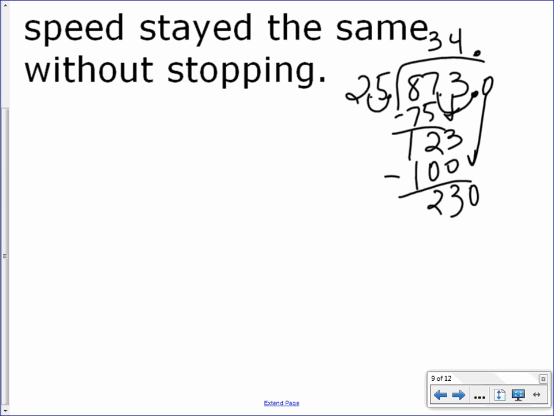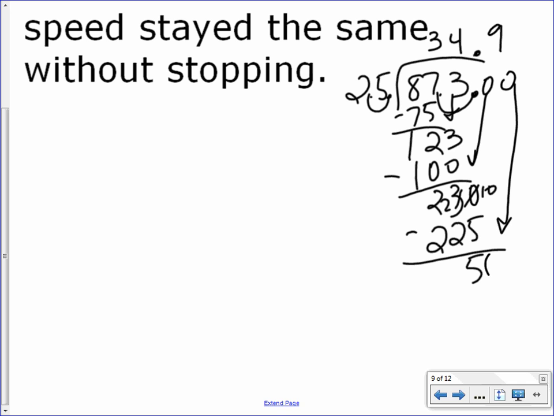All right, so I'm going to add a 0 and bring it down. All right, 25 goes into 239 9 times. 9 times 25 is 225, which will leave me 14 left over. And another 0. 25 goes into 140 5 times. And it's 125, subtract, 15 left. Another 0. 25 goes into 150 6 times, and it's 150, subtract nothing. So your answer is 34.92 miles per hour.